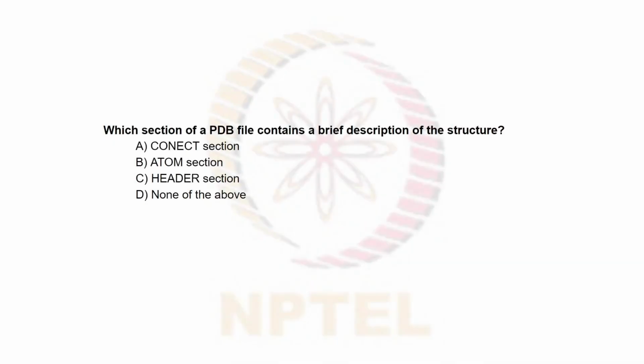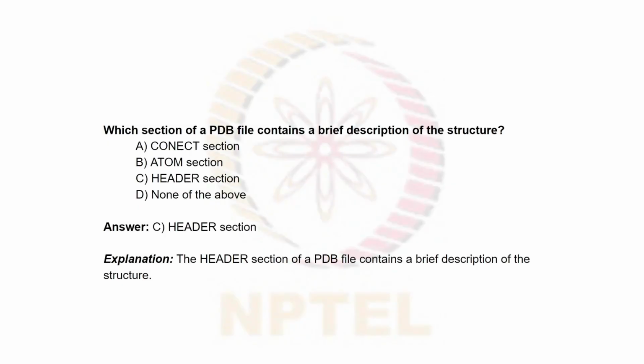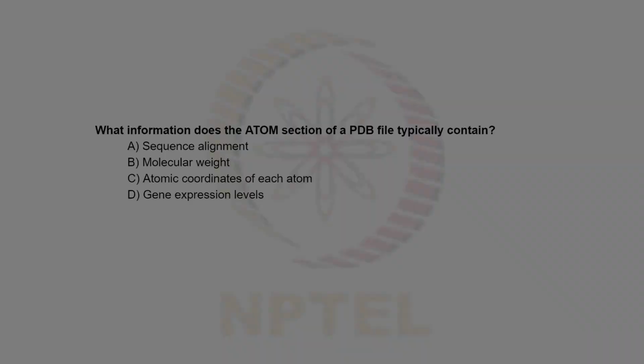Which section of a PDB file contains a brief description of the structure: the connect section, atom section, or header section? Given we have a PDB file format, which section provides a brief description about the structure? Yes, it is the header section. The header section of a PDB file contains a brief description of the structure.